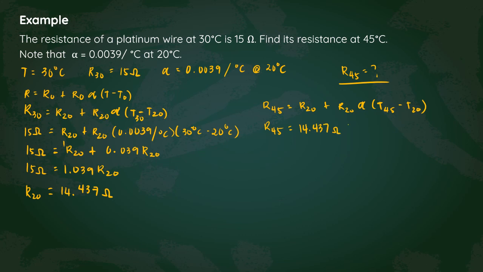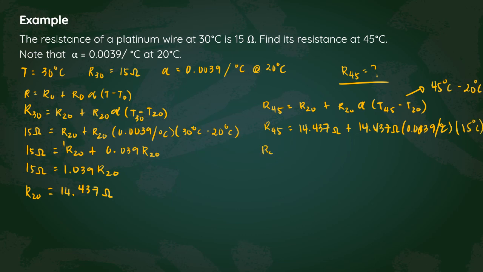you have 14.437 ohms plus 14.437 ohms multiplied by your coefficient, which is 0.039 per degree Celsius, multiplied by the temperature difference. The temperature difference is 45 degrees minus 20 degrees Celsius. So that is 25 degrees Celsius.